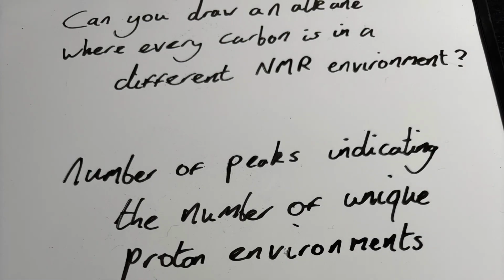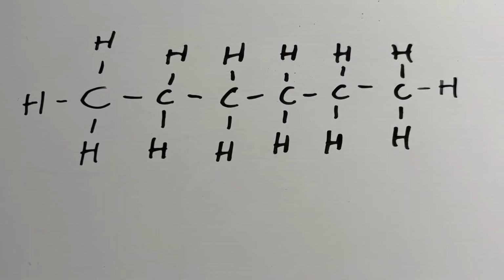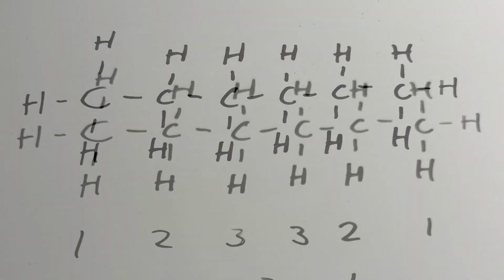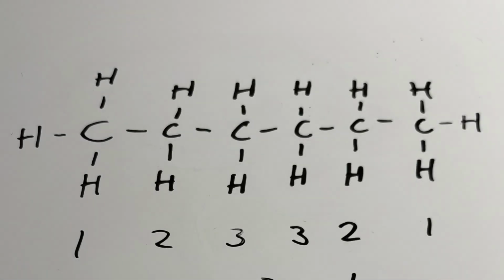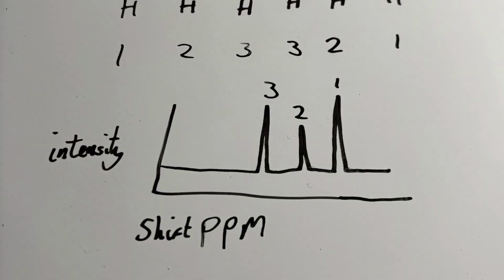The next question is, can you draw an alkane where every carbon is in a different NMR environment? An environment is the number of peaks indicating the number of unique proton environments. So, what different groups surround the carbon. It's important to note we're dealing with an alkane here, not an alkene or a haloalkane or an alcohol, just an alkane. And again, we're back to hexane, which is going to help us out. So here there are only 3 unique environments, and you can see there why. Which means you'd only end up with 3 peaks, because 3 of them are symmetrical.